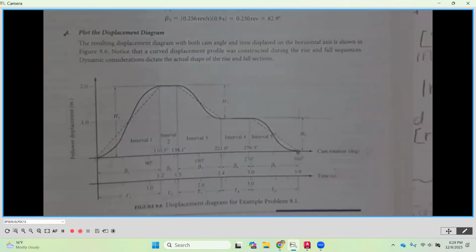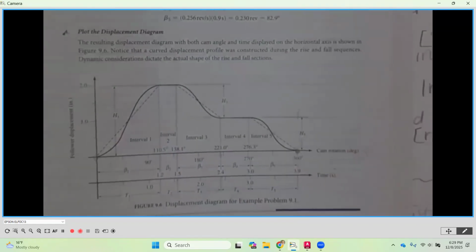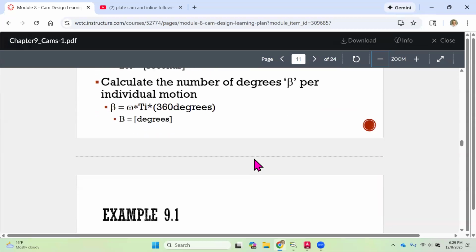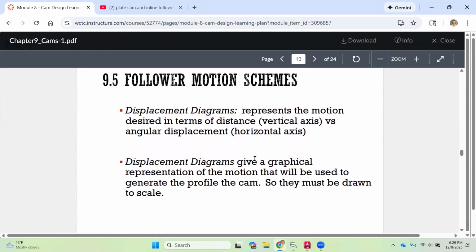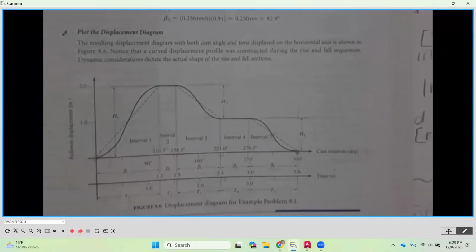Okay. All right. Let's get back to our PowerPoint and kind of catch ourselves up. So I know I did example 9.1. Now let's look at our follower schemes, okay? Our follower motion schemes. So when we create that displacement diagram, you're going to notice, and I'm going to go back over here.